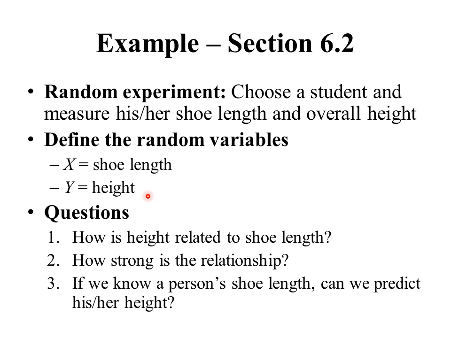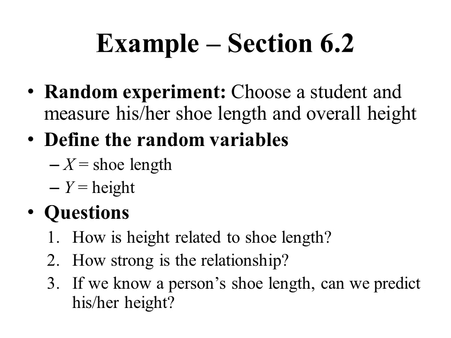So three questions that we might ask about this experiment are: number one, how is height related to shoe length? Or stated another way, how is the random variable x related to the variable y? Number two, how strong is that relationship? And then number three, if we know a person's shoe length, can we predict his or her height? Or stated another way, if we know a value of x, can we predict the corresponding value of y?